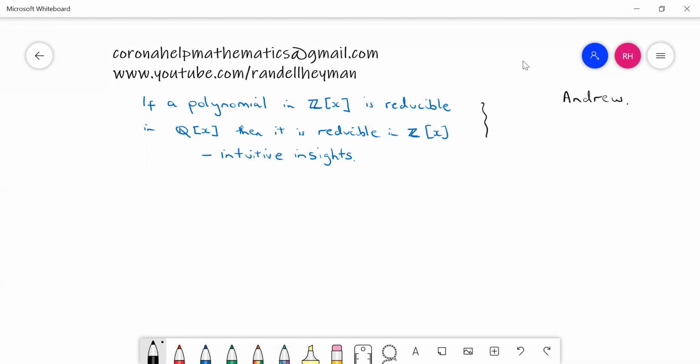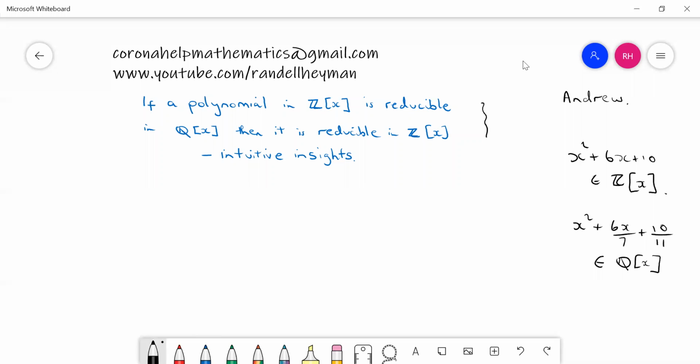So it says: if a polynomial in Zx, so that's just a polynomial with integer coefficients, for example, x squared plus 6x plus 10, that's an element of Zx, is reducible in Qx, then it's reducible in Zx. And Qx, so what's Qx? Something like x squared plus 6x on 7 plus 10x on 11. That would be an element of Qx.